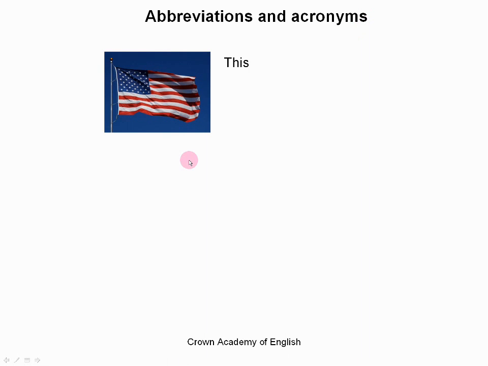Abbreviations and acronyms. This is the flag of the USA. So here is the abbreviation. It is 3 letters which represent 3 different words. And so an abbreviation is always capital letters. And of course the USA means the United States of America. And if we write it in the full form, then because it is a country, we also write it as capital letters.